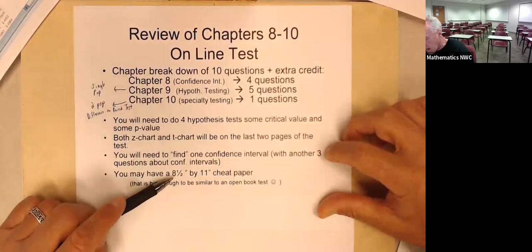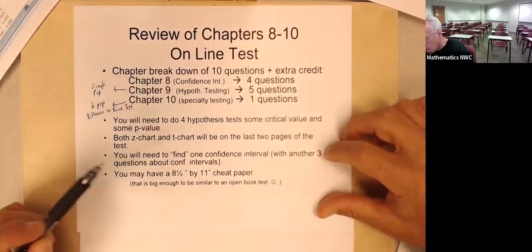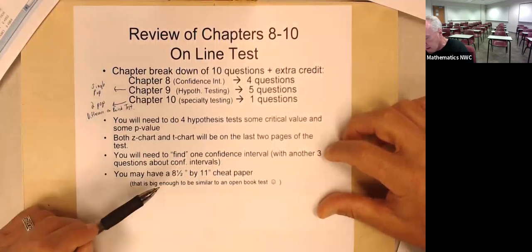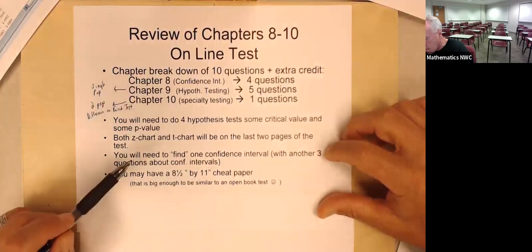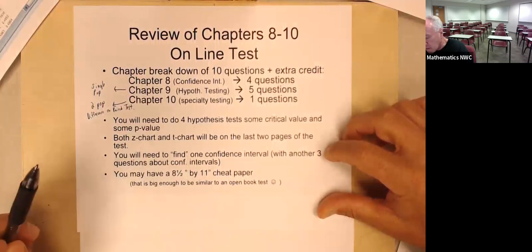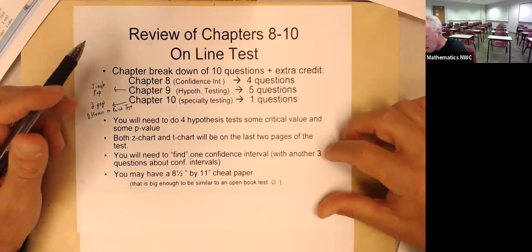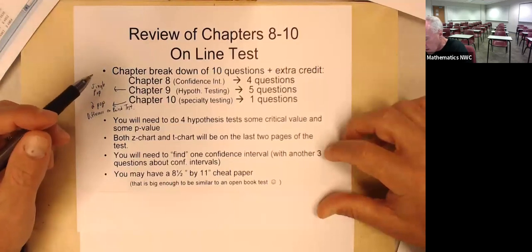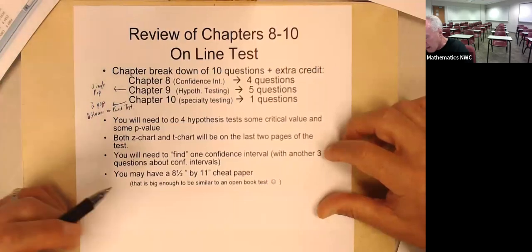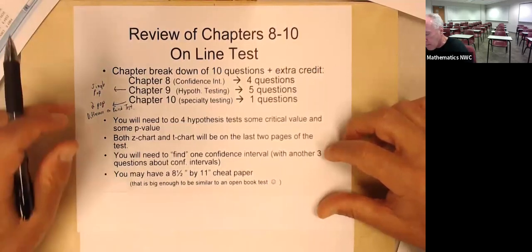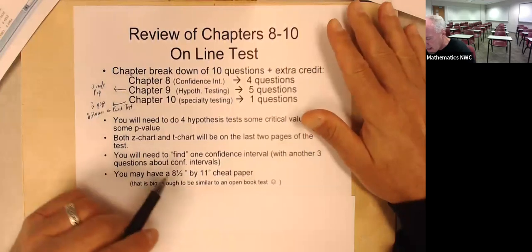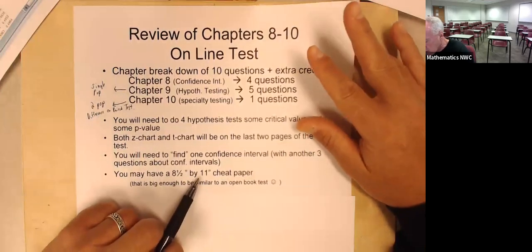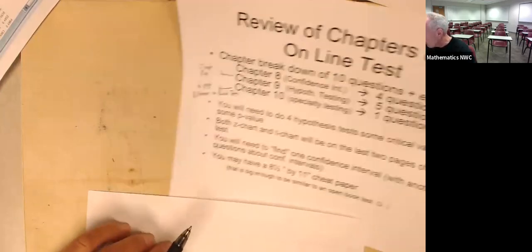You may have an 8.5 by 11 cheat paper. That's about big enough to be an open book test. You can go both sides of that 8.5 by 11. A lot of things you can write on there. If you want, you could even copy down a hypothesis test of some problem if you want to see all the steps numbered out. That's totally up to you what you put on there. Organizing this cheat sheet is probably the best way to study, actually.